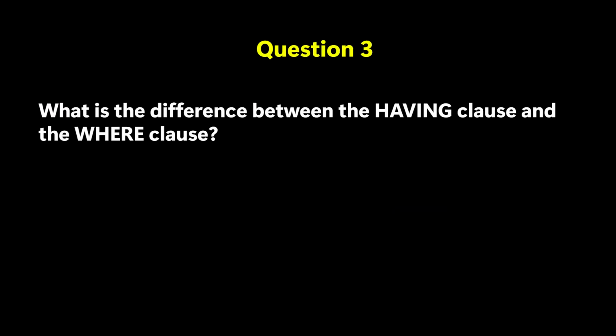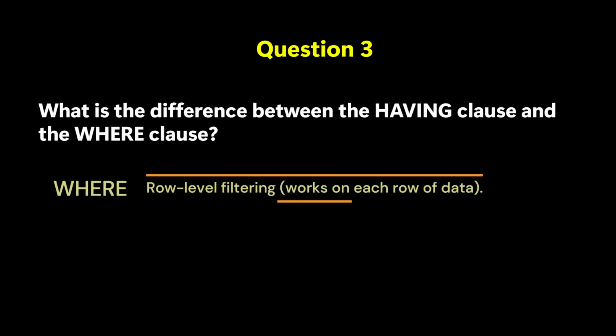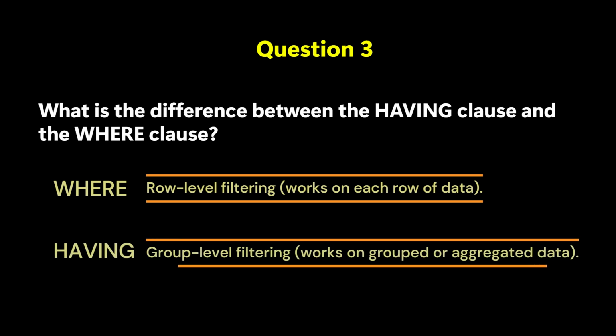Question 3. What is the difference between the HAVING clause and the WHERE clause? The WHERE clause is used to filter individual rows from a table before any grouping happens. The HAVING clause is used to filter the results of groups after an aggregation, like sum, count, or average.